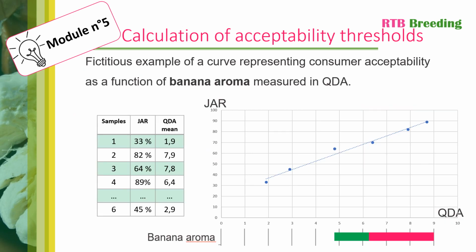For some sensory descriptors, we don't get a bell curve but a straight line, as you can see here for banana aroma. This means that the more intense the aroma is, the more consumers appreciate the product. Even if there is no bell curve, it's possible to calculate thresholds. For the acceptability thresholds, aroma intensity must be above 4.8, and for the optimal threshold, it must be above 6.2.